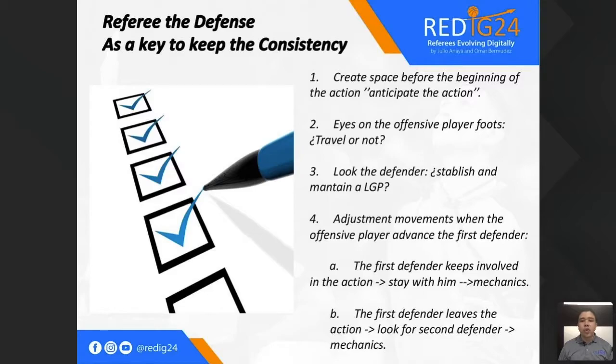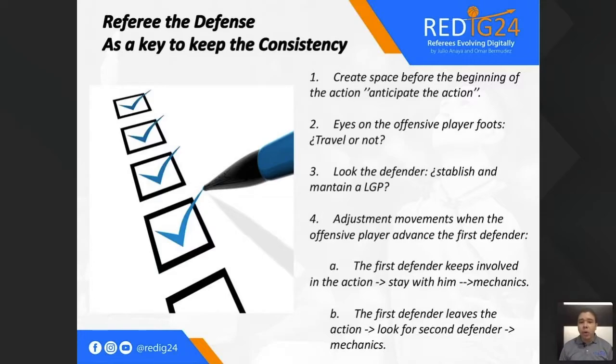Referee, we have these steps. Create space before the beginning of the action. Anticipate using the philosophy of the game, watching clips, scouting the players. Eyes on the offensive player's foot to see if he has a travel or not to begin his movement. If you have a travel, then we don't have to go further with any other action. Look at the defender. If he established and maintained the legal guarding position, we watch the foot of the offensive player and we move on to the defender.